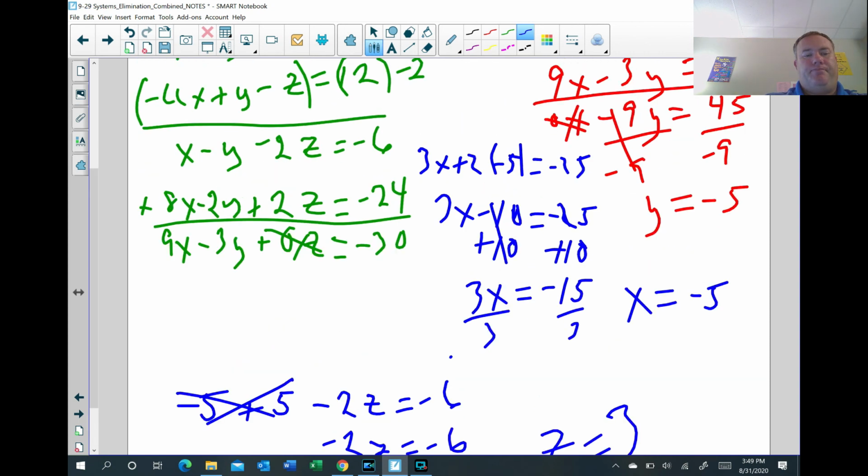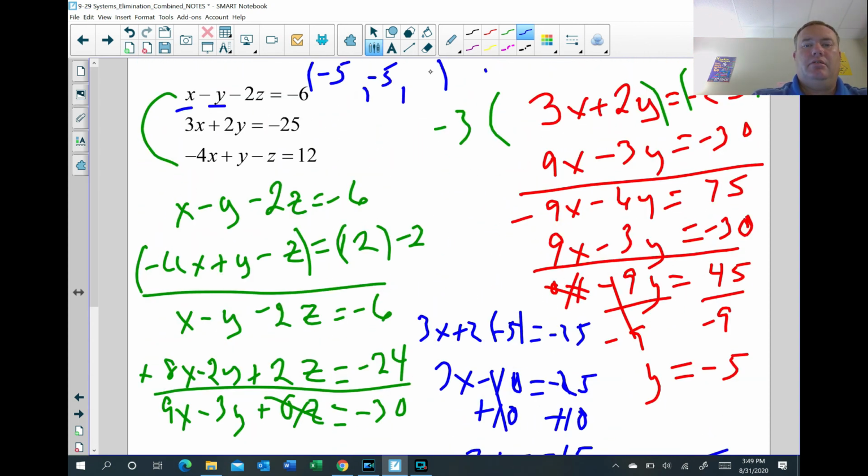Ta-da! Alright, so from there, you have the point. Oh, that was terrible. Negative 5, negative 5, and hopefully I can write it. There we go. And 3.